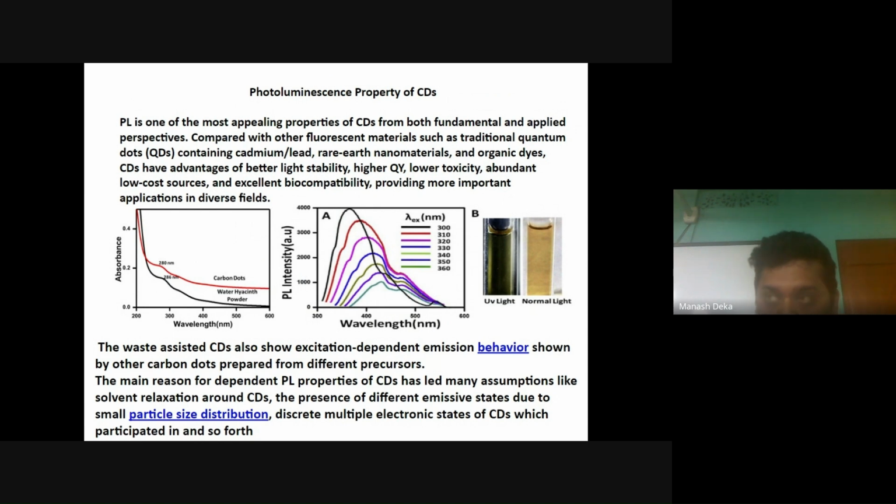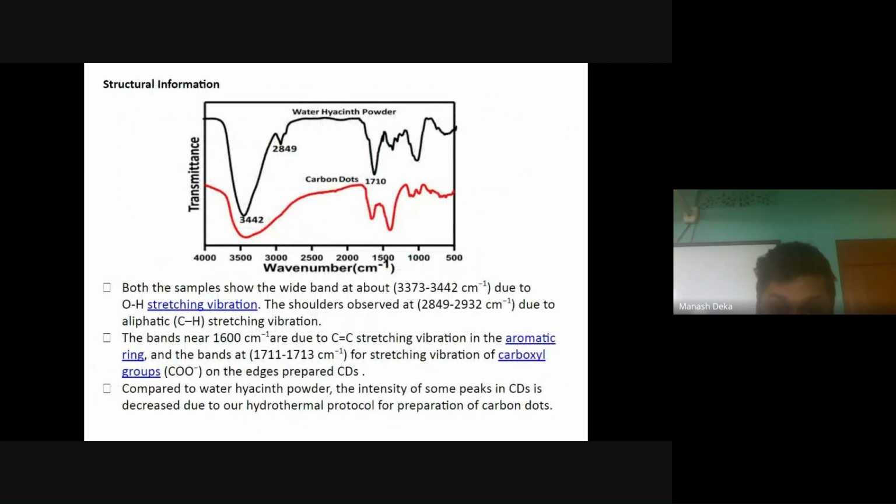So this is the most important property of carbon quantum dots, having this excitation dependent photoluminescence or fluorescence behavior. So this is the structural information. Then from this FTIR spectra, we are satisfied that the surface of the carbon dots is oxygenated, and the peak intensities are decreased, maybe due to the hydrothermal protocol for the preparation of carbon dots. The peak intensities are decreased, and some oxygenated functional groups may have appeared after the carbonization process.